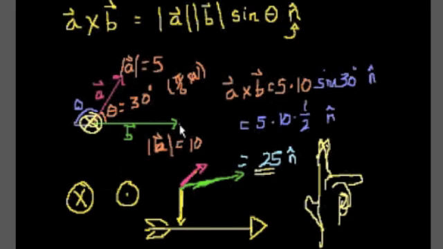Here I drew A and B on the plane. Here I have perspective where I was able to draw n going down. But this is the definition of a cross product.